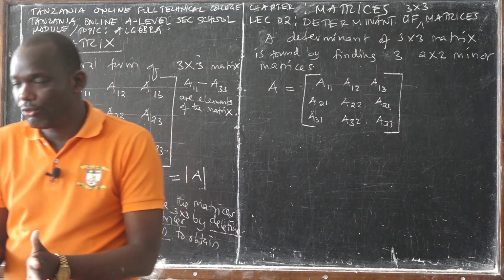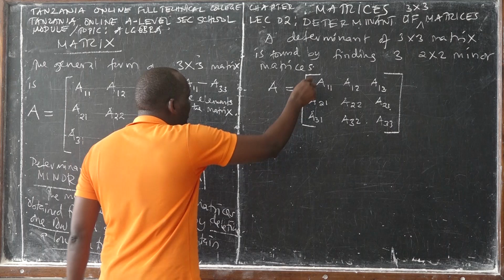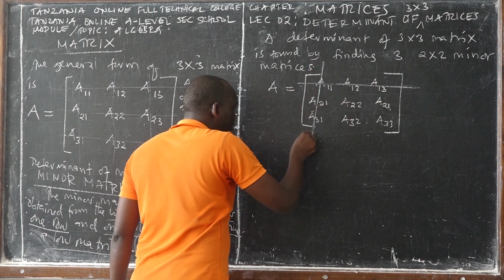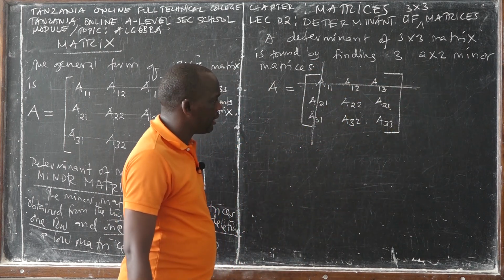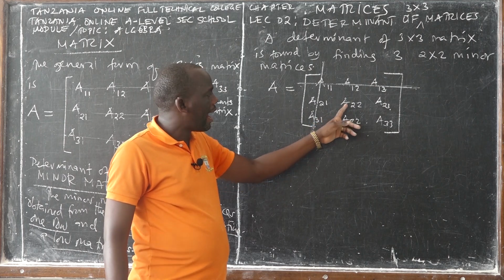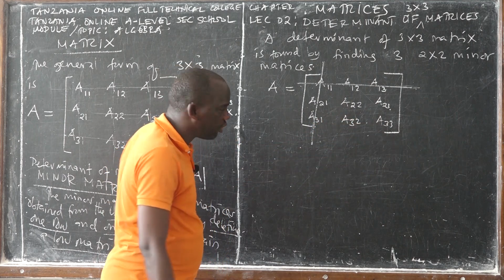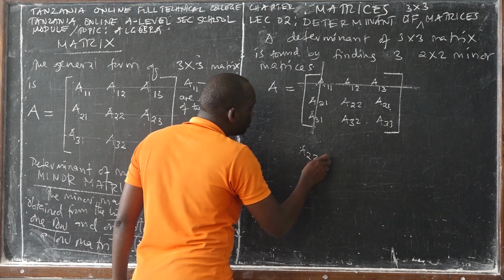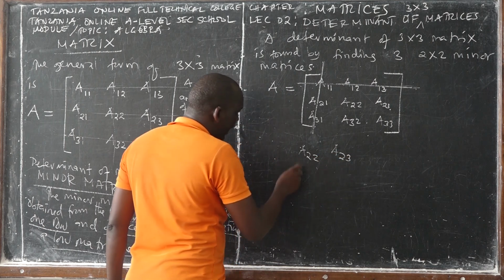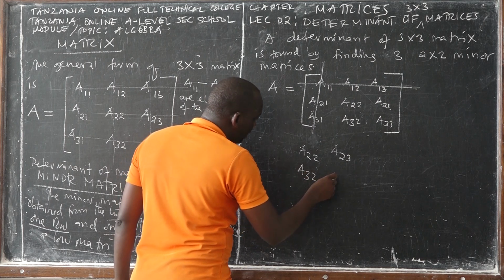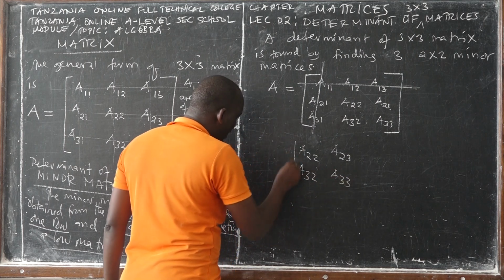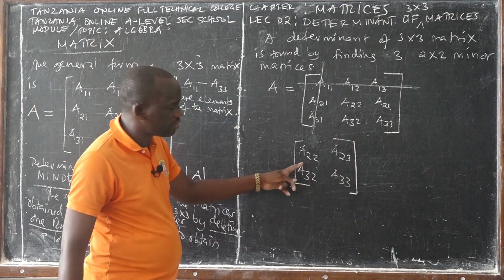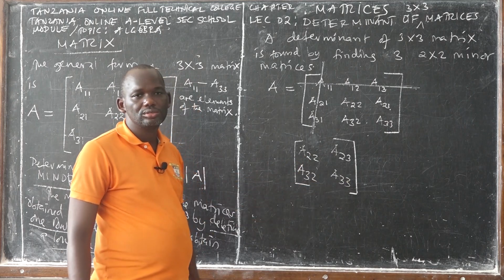So listen. For example, we can delete this row and this column. We remain with how many elements? 4 elements. 1, 2, 3, 4. So for this case, we have A22, A23, and A32, A33. So this is the minor matrix. It is 2 by 2. It has 2 columns, 2 rows.